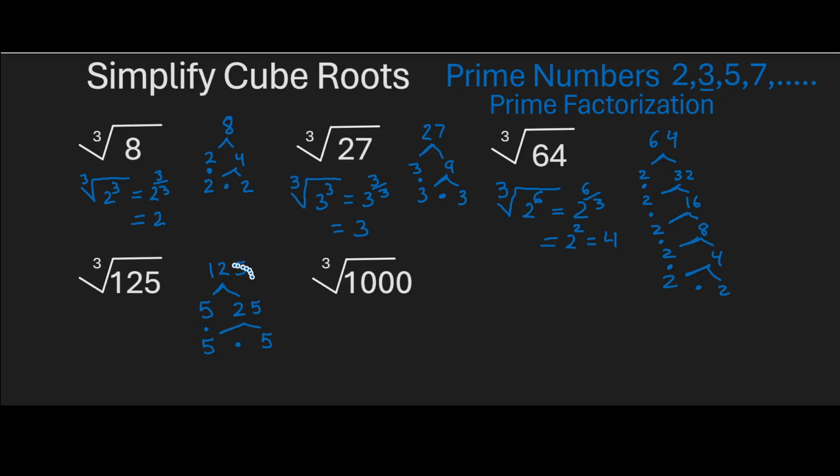Okay, to know if I can get the same answer, all I have to do is go back. 5 times 5, you get 25. Times 5, you get 125. So I know this is the right answer.